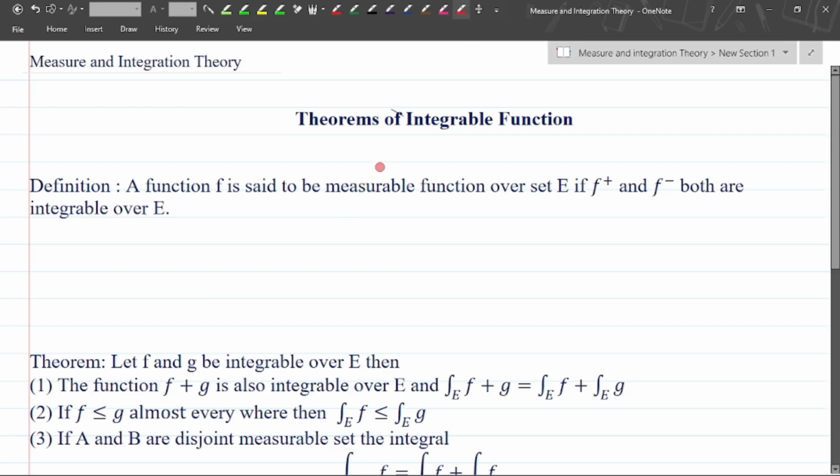I'm Ismail. In this video, we are going to discuss theorems of integrable functions. So what are the theorems we'll discuss? First of all, we should have an idea about what the positive and negative parts of a function are.